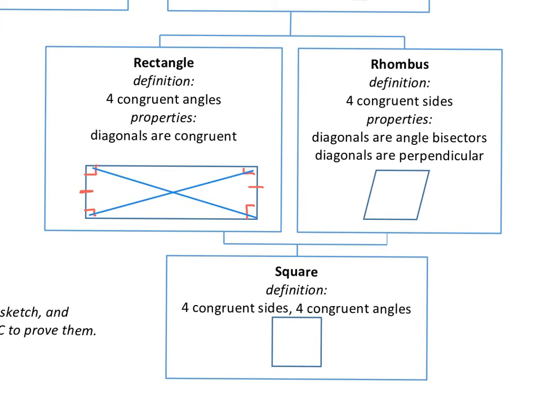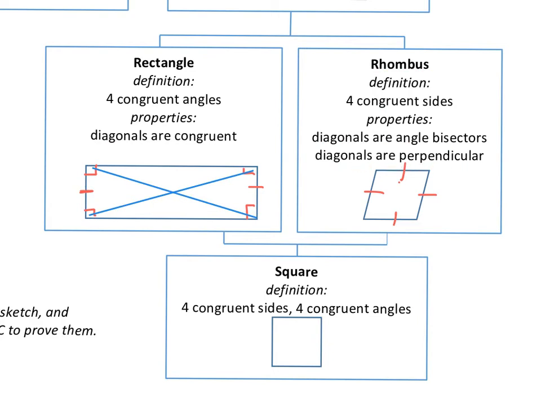A rhombus is another type of parallelogram. So it has all the properties that a parallelogram has, but in addition, it has four congruent sides. So I'm going to mark these four sides as being congruent. This side, this side, and that side are all congruent. Two properties result from this. The first is that the diagonals in a rhombus are angle bisectors, and the diagonals are also perpendicular.